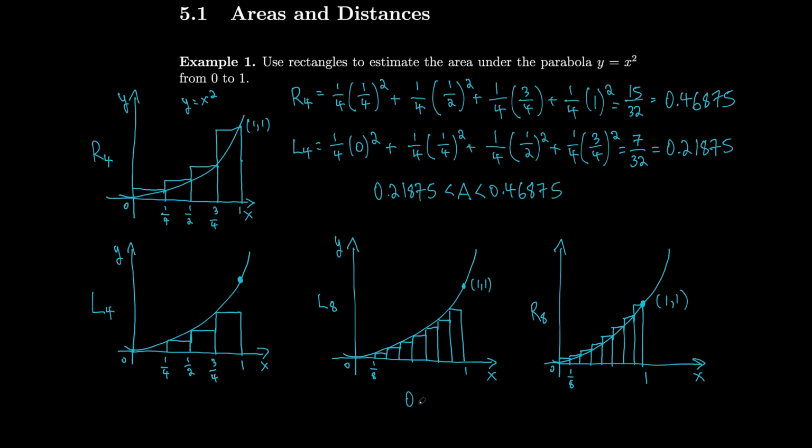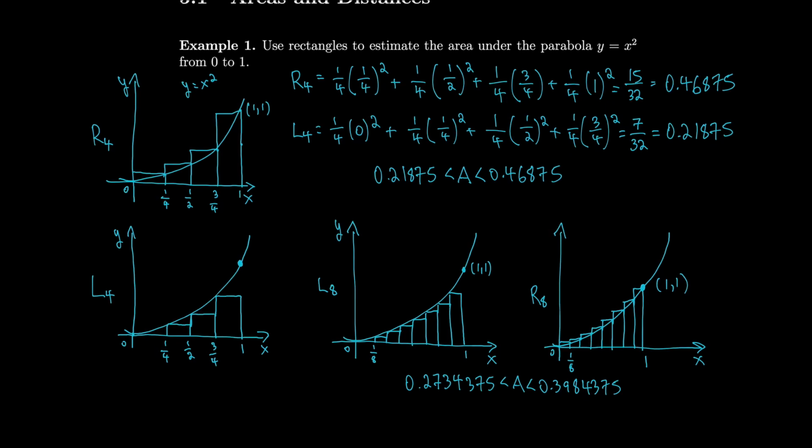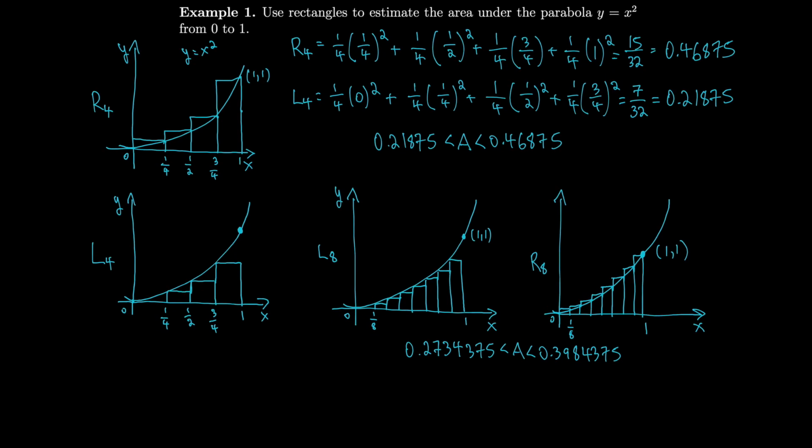we would get that the area should be between 0.2734375 and 0.3984375. So it looks like we're zeroing in on what the actual area is.